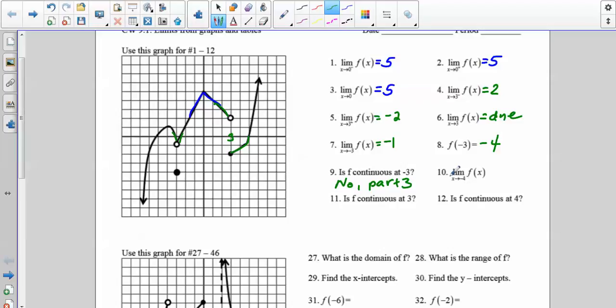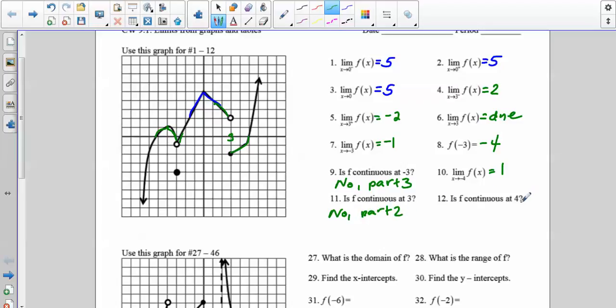Number 10, we want the limit as x approaches negative 4, so that's over here. And I can approach negative 4 from the left. I can approach it from the right. Either way, I get the answer 1. In 11, is f continuous at 3? So here's 3, and we remember that at 3, the limit does not exist. So this is not continuous because of part 2 of the continuity definition.